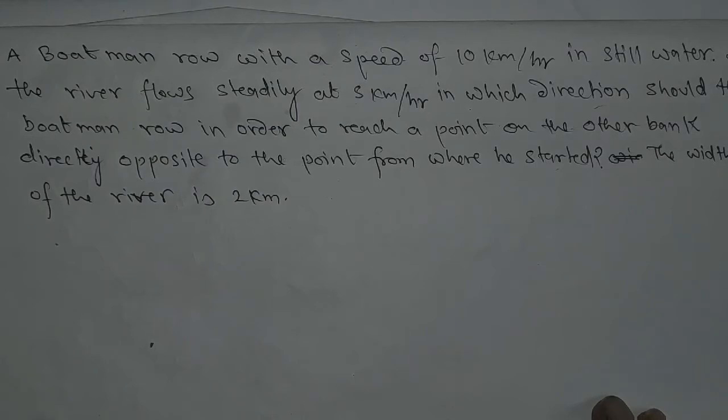Now students, come to the next question. See here students, question number 2. A boatman rows with a speed of 10 km per hour in still water. If the river flows steadily at 5 km per hour, in which direction should the boatman row in order to reach a point on the other bank, directly opposite to the point from where he started? The width of the river is 2 km. Now students, what he is asking exactly, let me tell you.